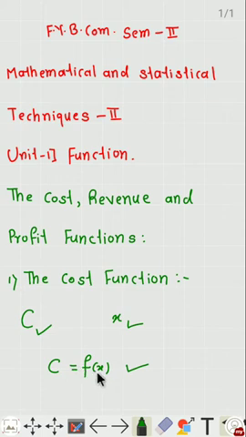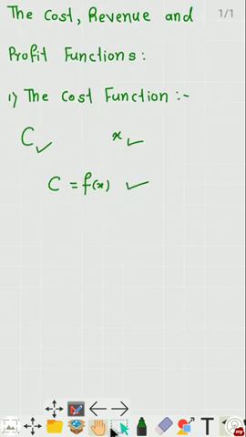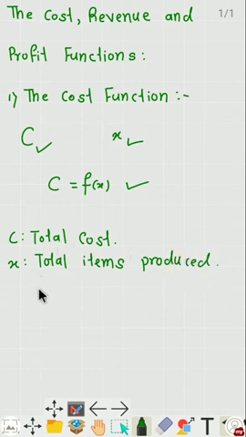So cost is equal to a function of x. x is the number of goods produced. C is the notation for total cost, and x is the notation for total items produced. And C depends on the total number of items produced.